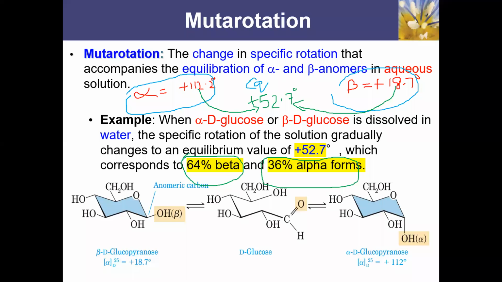That means what is happening, what does glucose do when you dissolve it in water? The structure opens up like this, the ring opens up in water, okay? And for example, if you had alpha, alpha changes to the beta form. That is why I got 64% of beta in the solution and only 36% of alpha in the solution. Because initially I started with beta only 18.7 degrees, but then it increased from 18.7 to 52.7. That means we have more and more beta in the solution as compared to the alpha.